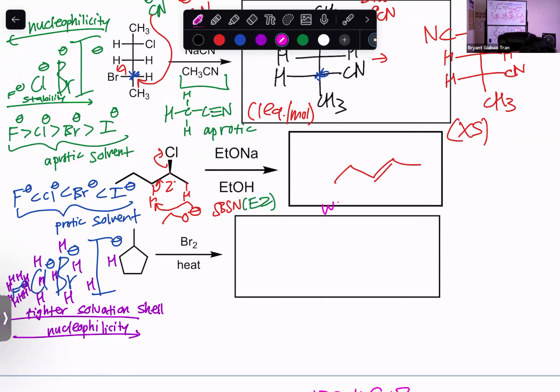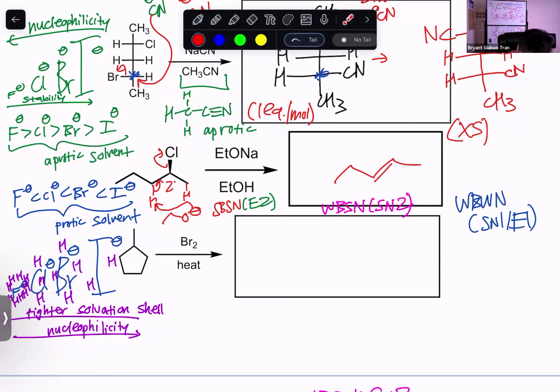Whenever you see weak base, strong nucleophile, that's a big indicator for SN2. If you see a weak base, weak nucleophile, that's a big indicator for SN1, E1. Right. And then you always have to look for the substrate as well, because weak base, weak nucleophile, SN1, E1, no reaction for primary unhindered substrates.